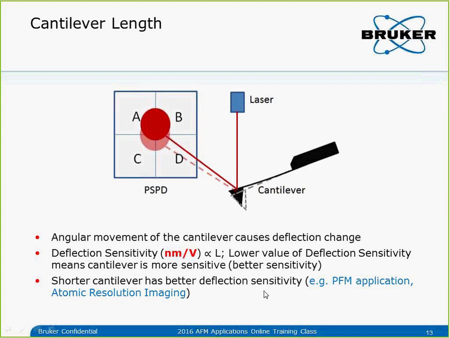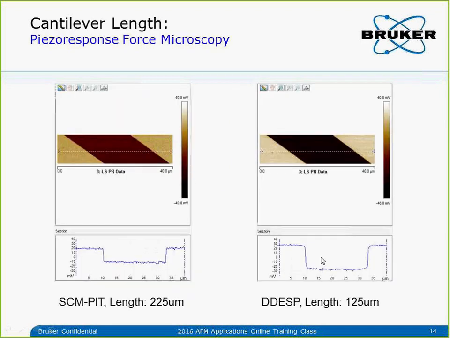And this cantilever deflection sensitivity could be very critical in some applications, like piezo response microscopy, or atomic resolution imaging. First, I'll give you an example for the piezo response mode. In PFM, we use the cantilever in contact mode, in contact with the surface, then apply an AC bias to the tip or to the sample to cause the sample to contract or expand.